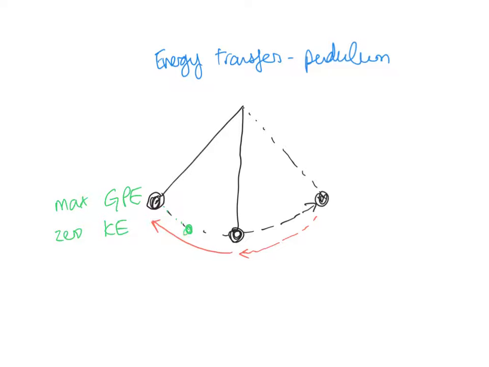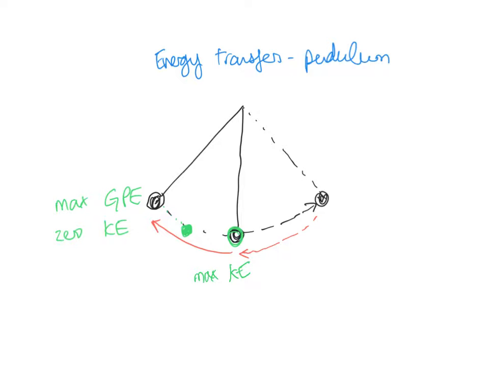If you think of the ball here, it's not as high up as it was before, so it's got less gravitational potential energy. It's started to move, so it's got kinetic energy, and it's actually going to keep on increasing in speed until it gets to here. At this point, it's got the least amount of gravitational potential energy and the most amount of kinetic energy. So here's where it's got maximum kinetic energy.